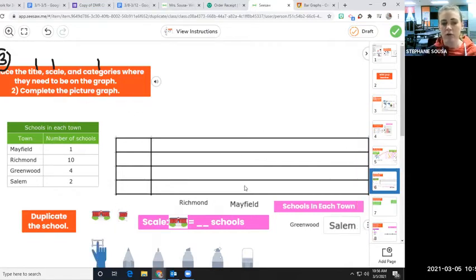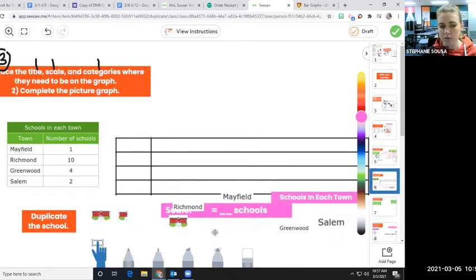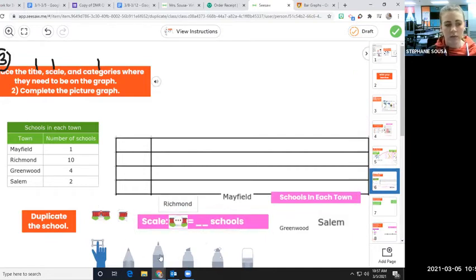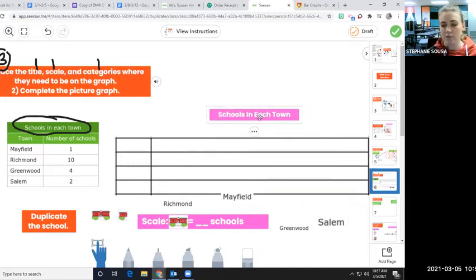So before we can create our graph, we've got to get the title, the scale, and the categories where they need to be. Down here, we have a title, a scale, and categories. See them all here? We can move them around. Okay? So let's take a look at our title. Over here, we can see our title: Schools in Each Town. That is what our data set is about. So that's what we're going to put as our title, and it's going to go up top.